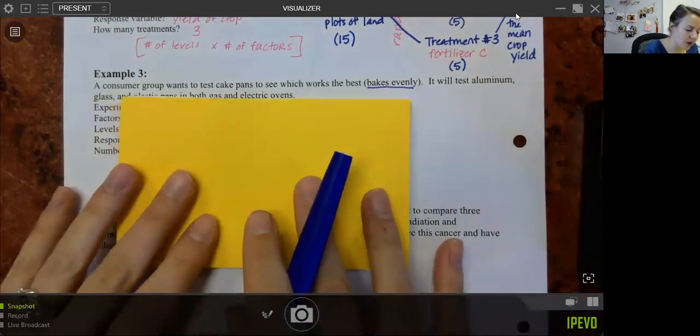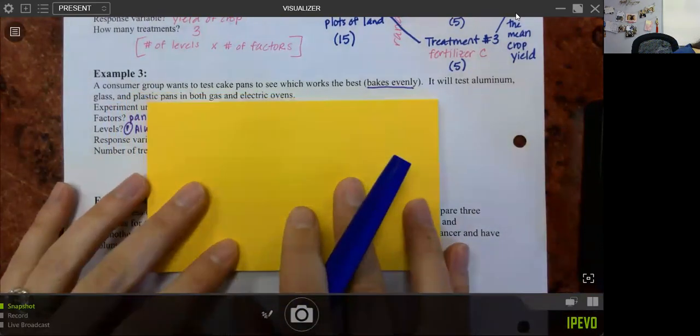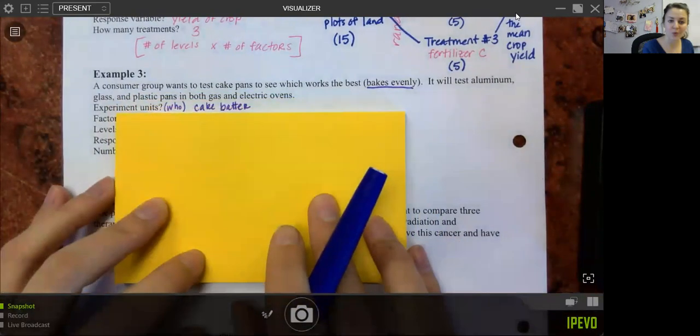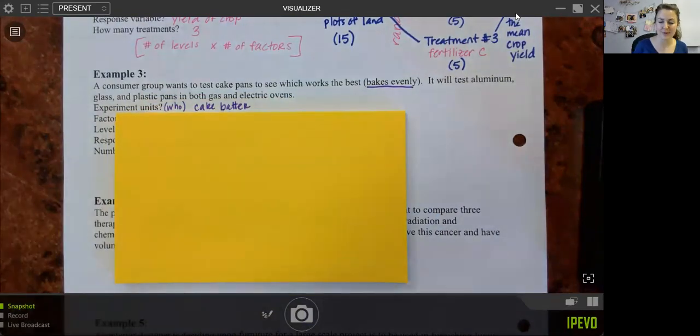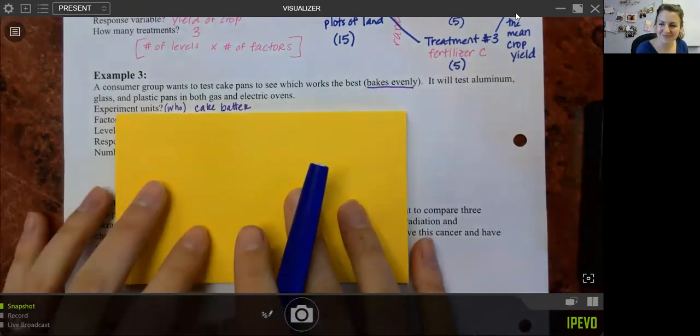Now, as we know, our experimental units are the same thing as the who. So who are we performing this experiment on? We are doing it on the cake batter.